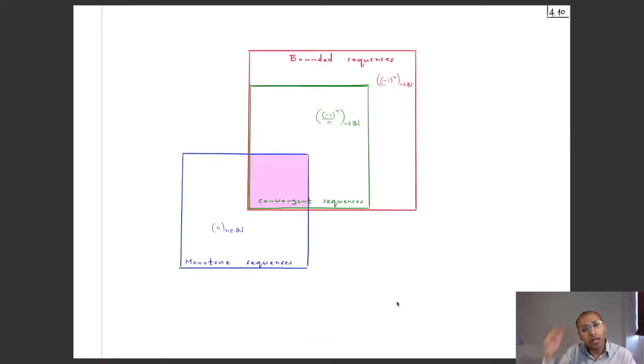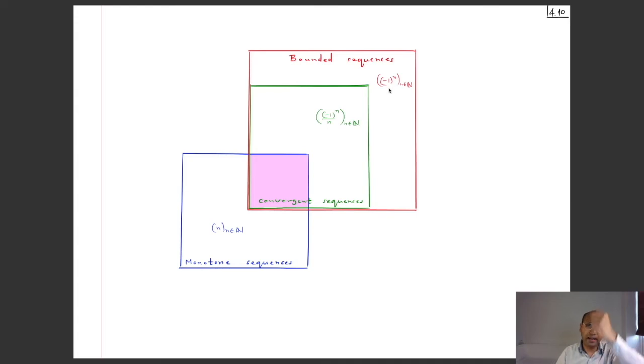To summarize now, if we think of the set of all convergent sequences and we put it in this green box, then that's contained in the set of all bounded sequences, which is this red box, because every convergent sequence is automatically bounded. But not all bounded sequences are convergent. For example, we had mentioned that this alternating sequence is certainly bounded, but we had seen that it's not convergent.